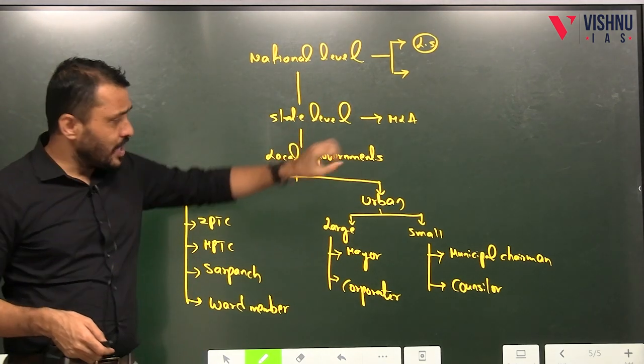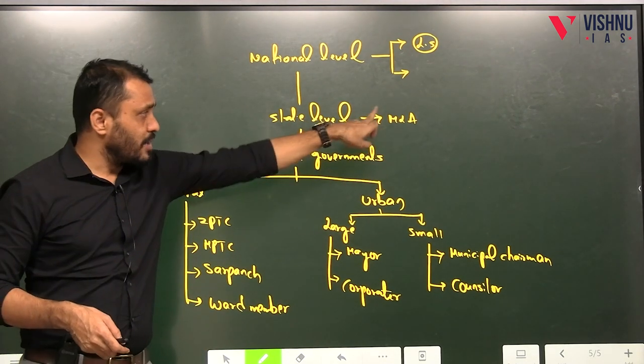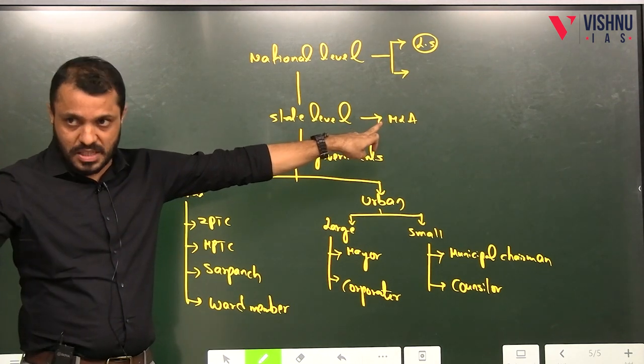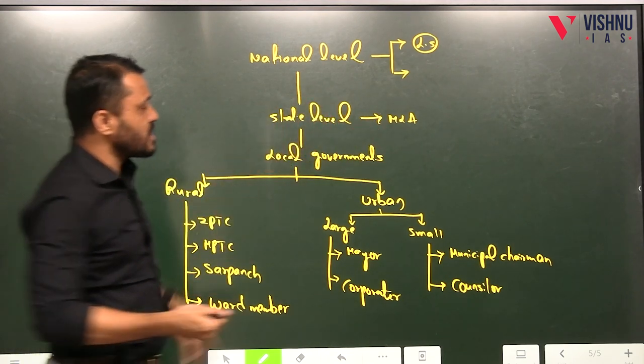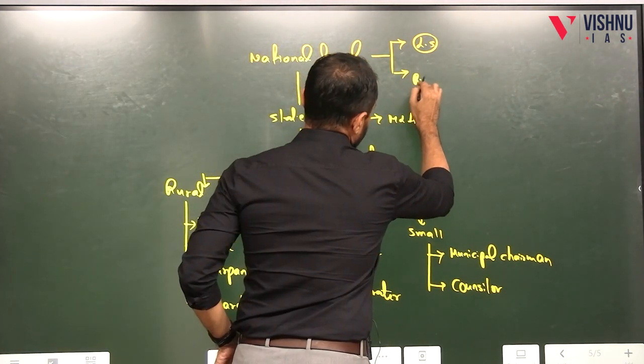Once you elect the MLAs, these MLAs elect MPs among themselves. Those MPs are nothing but, where will they sit? Rajya Sabha.